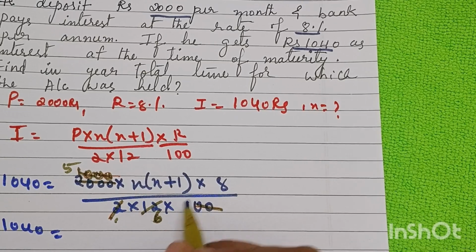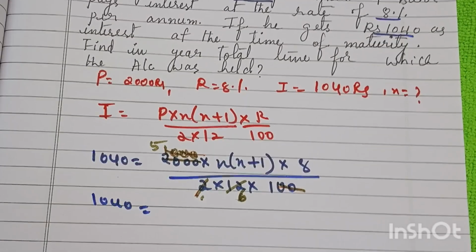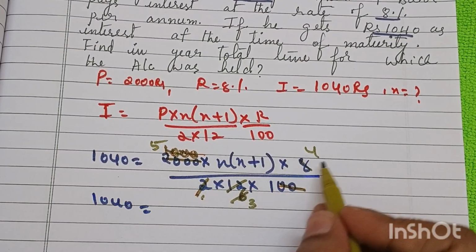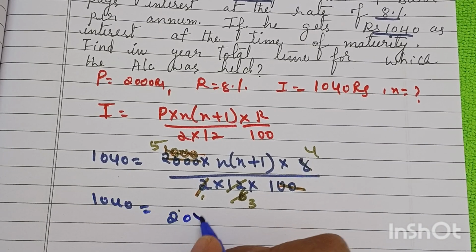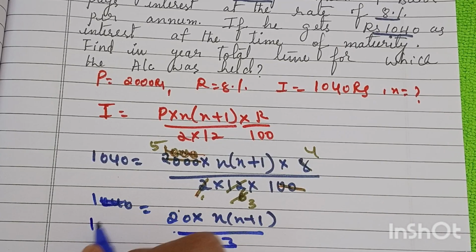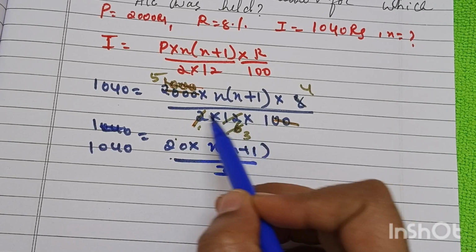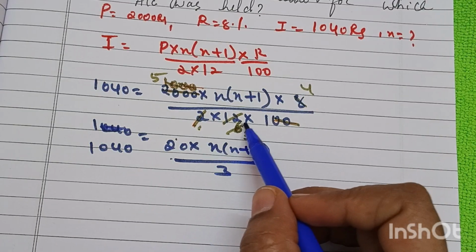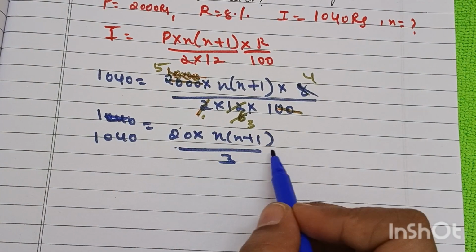5 8s are 40. At the same time 2 3s are 6, 2 4s are 8, now 5 4s are 20. That is the remaining: 1040 equals 20 into n plus 1 by 3. After cancelling, 2 ones are 2, 2000s, 0 0 cancel, 10 remained, 2 6 2 5 2 3 2 4 8. So 20 into n plus 1 by 3.